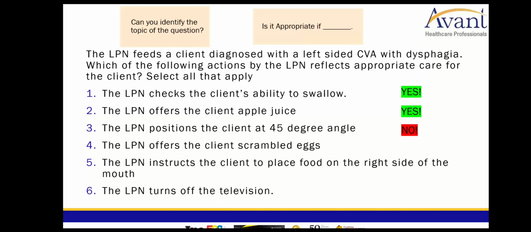Well, the answer here is not. We want that patient to be up higher, okay? Because we want to make sure that they are not going to be at risk for aspiration. How about number 4? The LPN offers the client scrambled eggs.